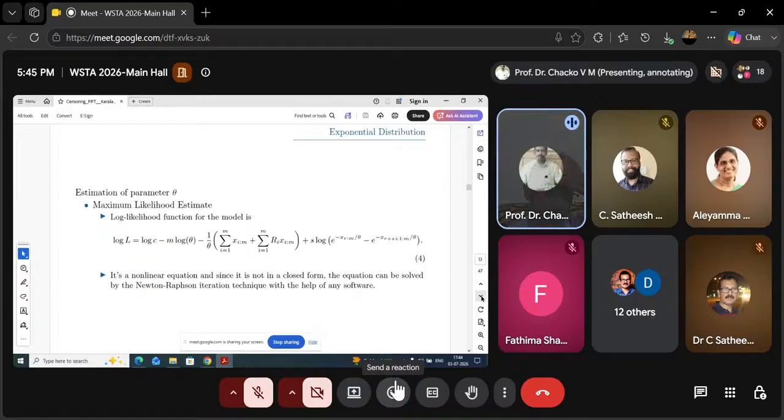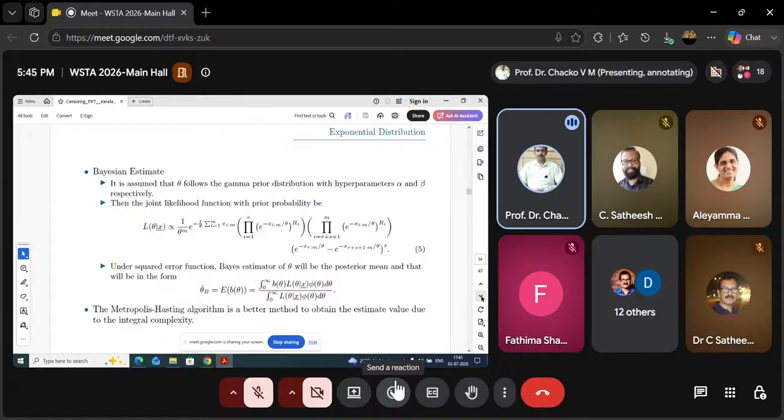So we have used the Newton-Raphson numerical method to estimate, and also we consider Bayesian estimation by incorporating a gamma prior with the parameters alpha and beta. The joint likelihood function we can see as in equation 5. If we use the squared error loss function, then the Bayesian estimator is the posterior mean, given by the equation. And we have used the Metropolis-Hastings algorithm to estimate. So that is the usual procedure.